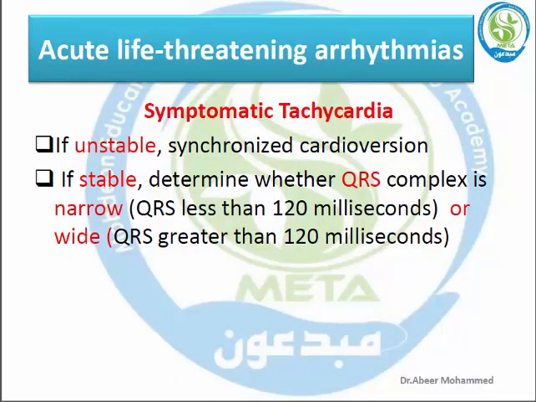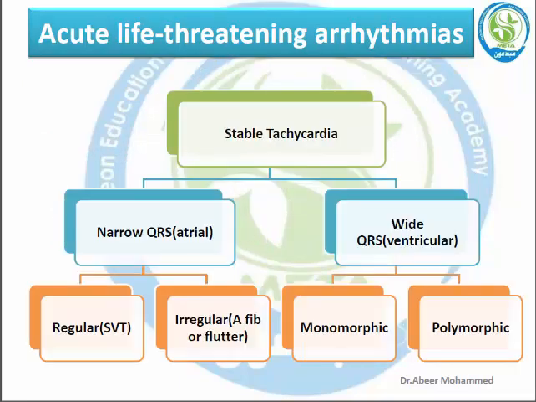From here we divide tachyarrhythmias into two types: stable tachyarrhythmias with narrow QRS complex or with wide QRS complex. Narrow QRS complex is usually atrial, and wide QRS complex is ventricular. The narrow is divided into regular supraventricular tachycardia or irregular supraventricular tachycardia, like in atrial fibrillation or atrial flutter, which, God willing, you will take in cardiology 1 and cardiology 2.